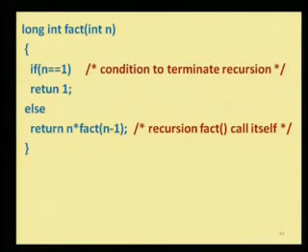What was the value of m? We define the value of m equals 5, and m is assigned to n, and the value of n is equal to 5.